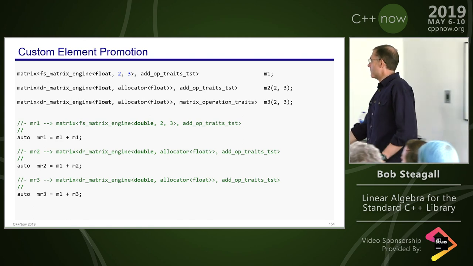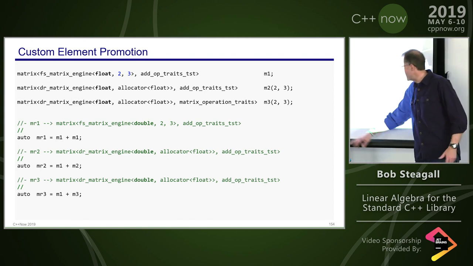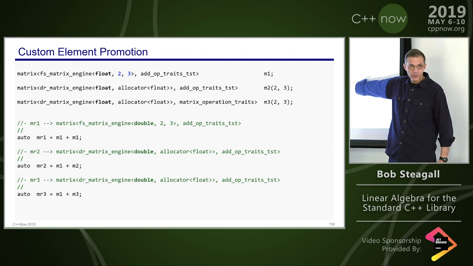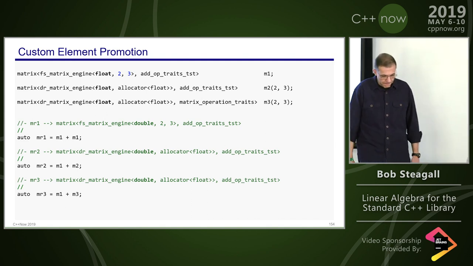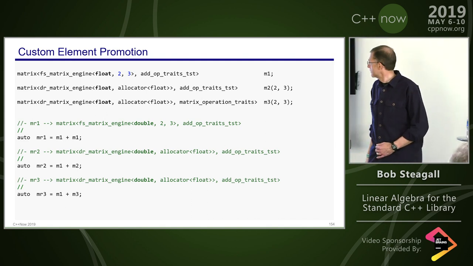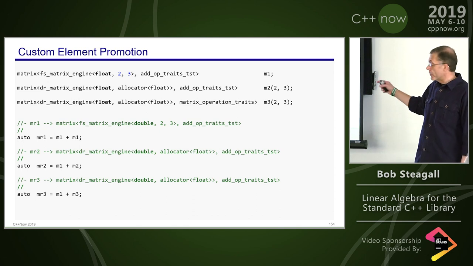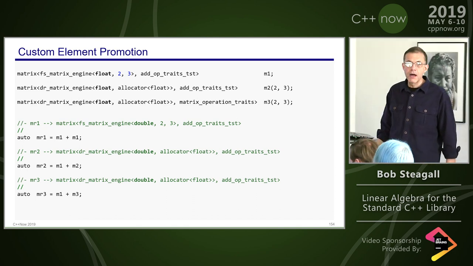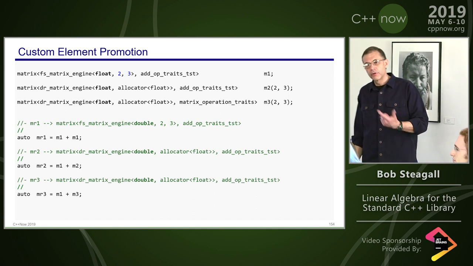Yeah, here the matrix engine is holding a double, but I cut and pasted wrong as I typed in these comments. These should actually be allocator of double. No, I'm asking how does the change happen? The traits have an allocator type on it? No, the traits don't have an allocator type. The engine promotion traits rebind the allocator from allocator of float to allocator of double.